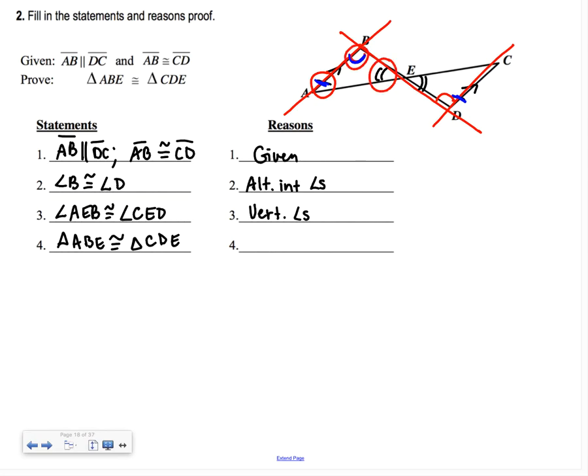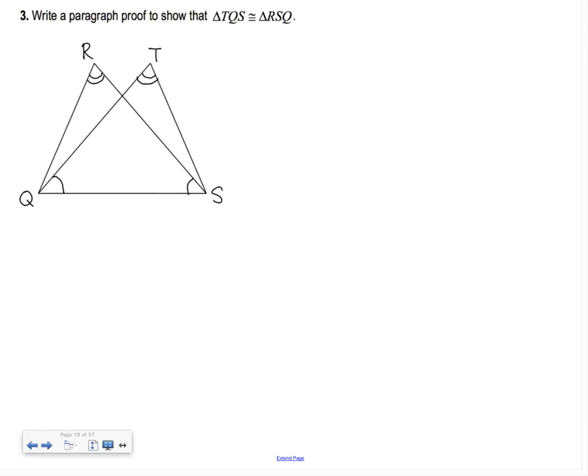So let's say it in the correct order: angle, angle, side. You could write out angle, angle, side congruence postulate. But if you just write angle, angle, side, I'm cool with that. I'm not going to be the super picky geometry teacher. All right, so that's our first proof of this.